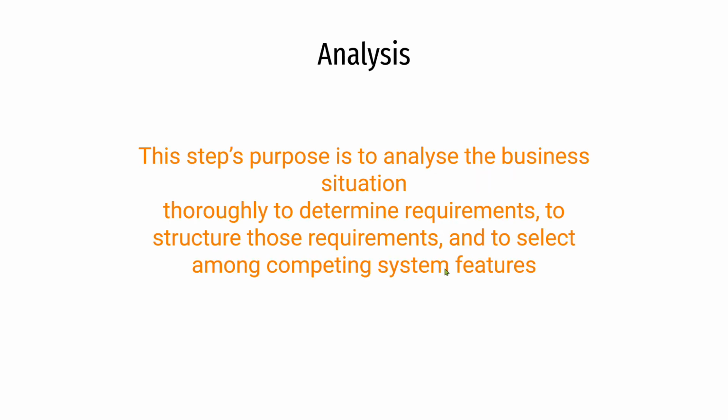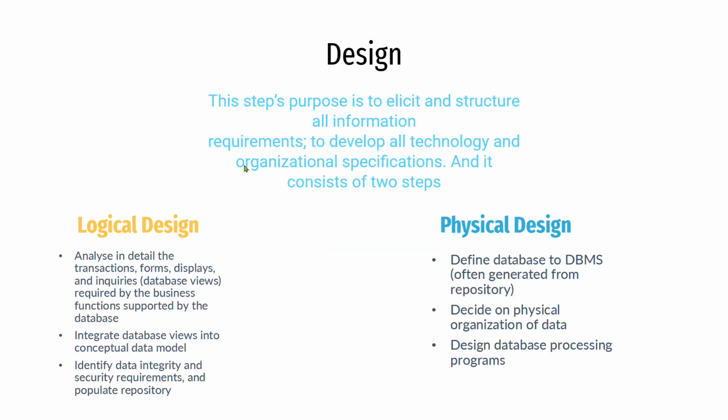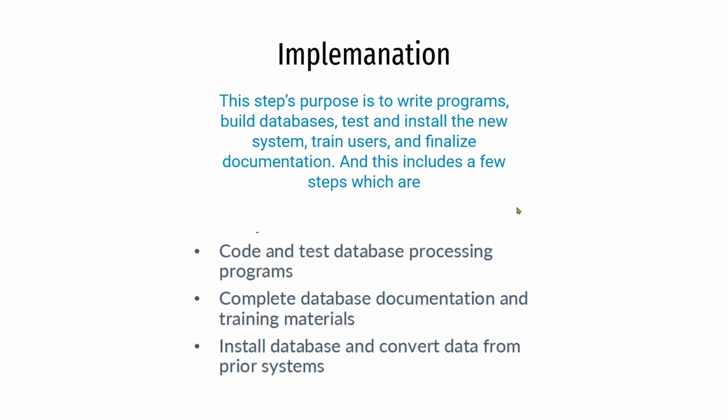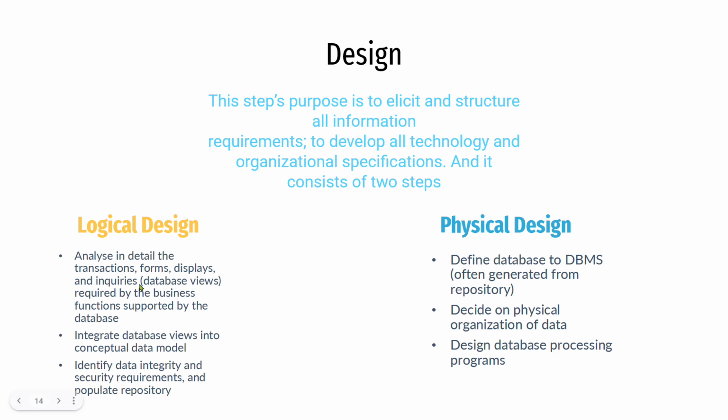Next one is analysis. This step's purpose is to analyze the business situation thoroughly to determine requirements. And that's it. Next one, the design. Also, this one has two steps: logical design and physical design. We can see here, this step's purpose is to elicit and structure all information requirements.